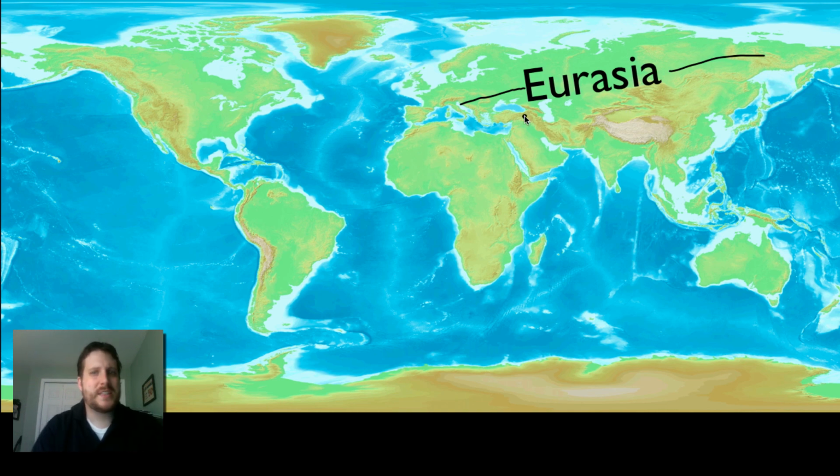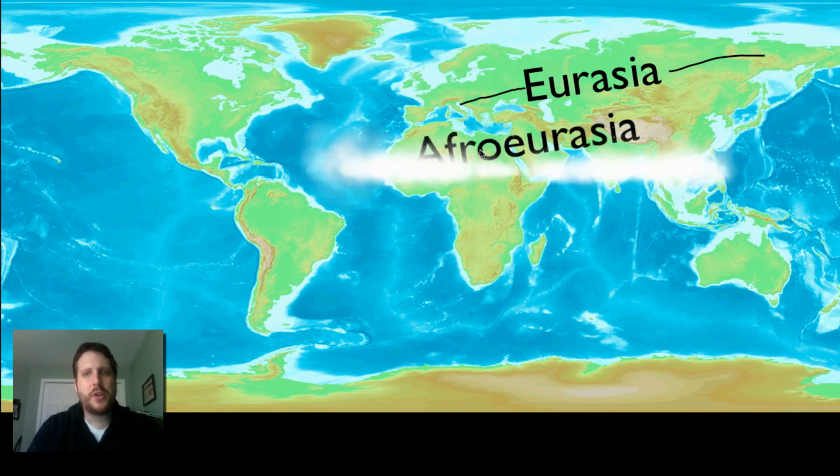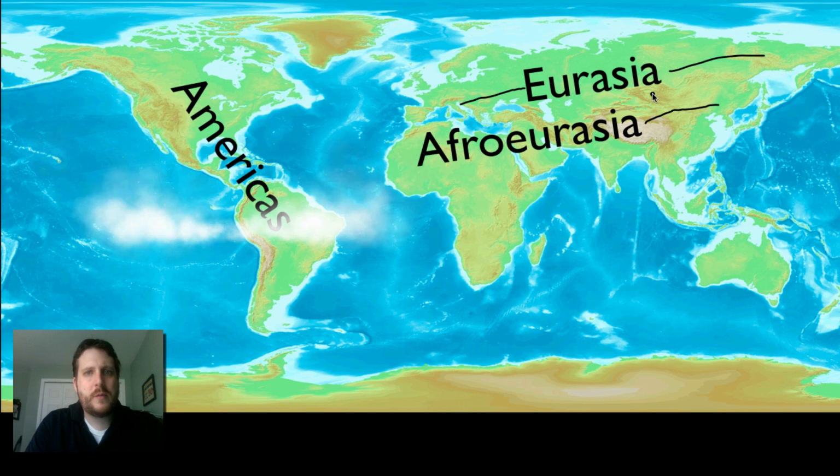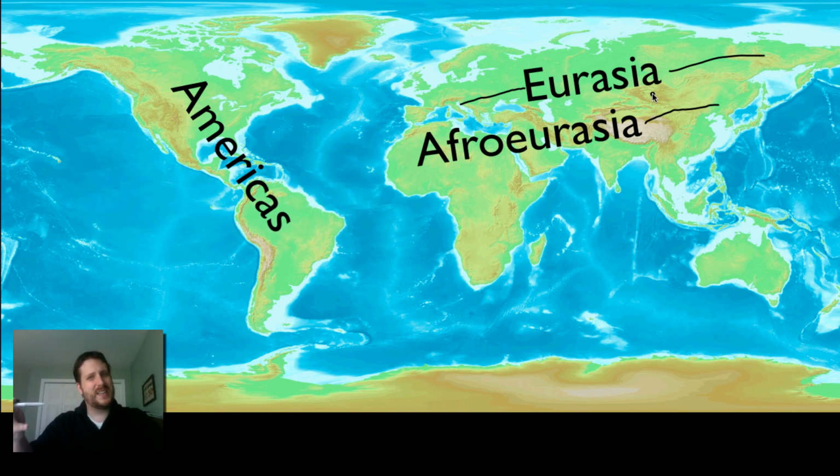Another way you can classify this, because you can see here that Africa is not really disconnected from this landmass, you could talk about Afro-Eurasia, which is a combination of Africa, Europe, and Asia. Okay, so there's some different ways you can look at the world. Also, we talked a lot about North and South America, but you could also just talk about the Americas, which would comprise both of those.